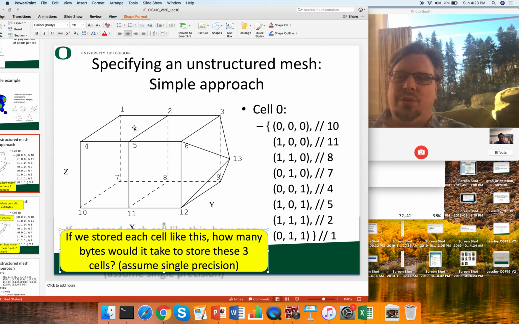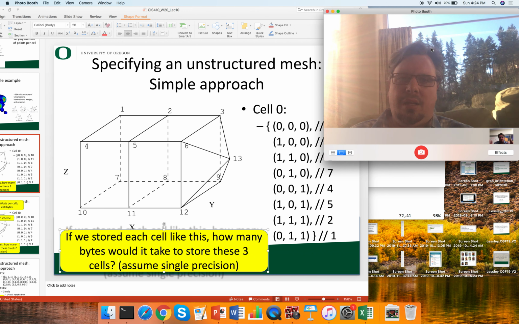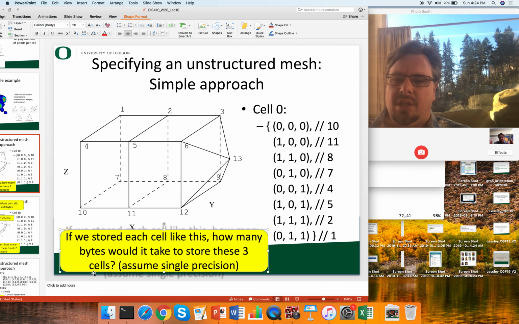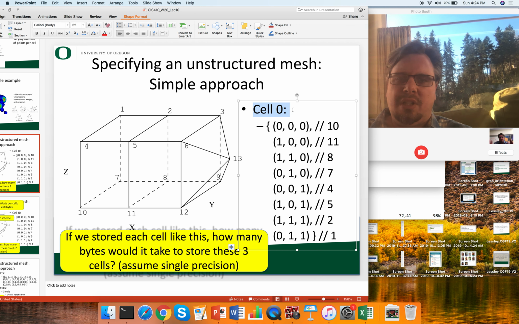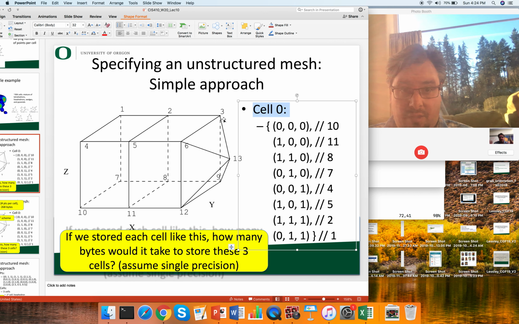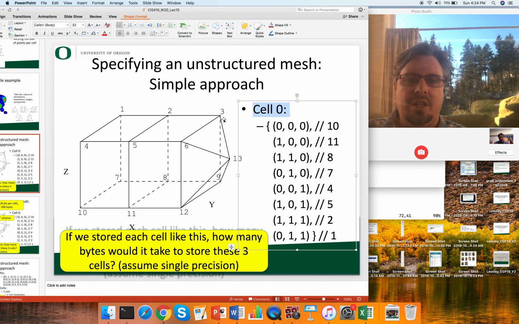This shows for cell 0 the location of its 8 vertices. It says vertex 10 is at the origin, vertex 11 is at 1, 0, 0, vertex 8 is at 1, 1, 0, and I'll just do one more: vertex 2 is at 1, 1, 1. The question I'm asking here is, if we stored each cell like this, where I wanted to hand you cell 0 and said cell 0 is a hex, that's one piece of information. If I hand you a cell, I have to tell you what type it is: a hex, a tet, a wedge, whatever.